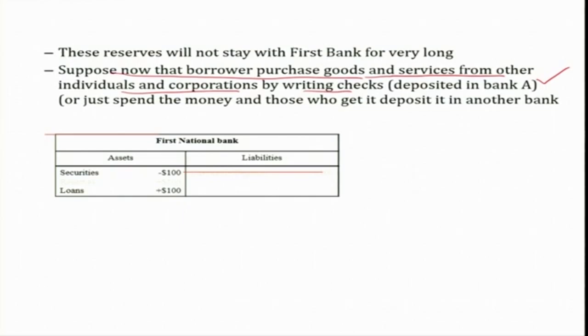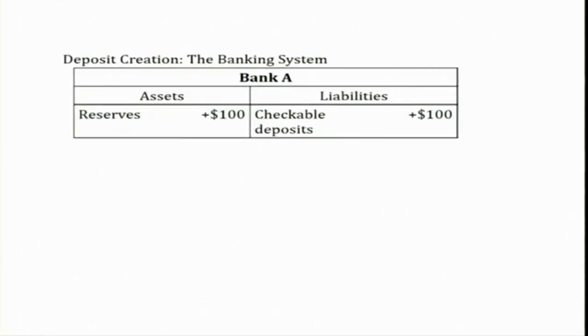So that means this amount, we are assuming here that it is going to another bank, right? So that means the $100. So look at the First National T account again. That means this reserve declines, it disappears, and we can also see that when they withdraw, checkable deposits also are withdrawn from these accounts. What we can see now is that another bank, the banking system, is coming into the picture.